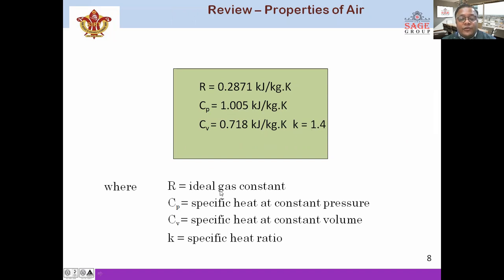Here R is the ideal gas constant, and Cp is the specific heat at constant pressure. Cv is the specific heat at constant volume. k or gamma is called the specific heat ratio, that is Cp by Cv. The ratio of these two is called gamma or k.